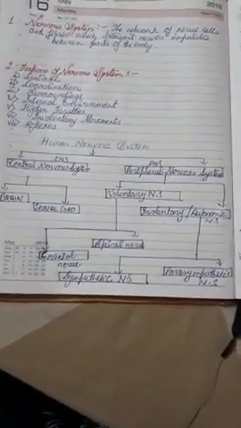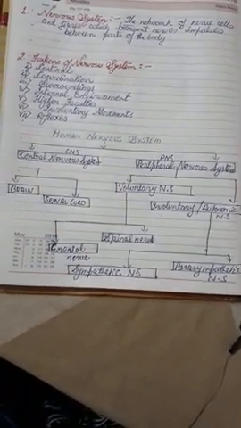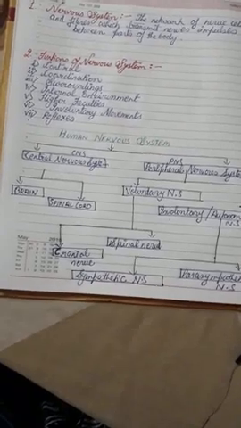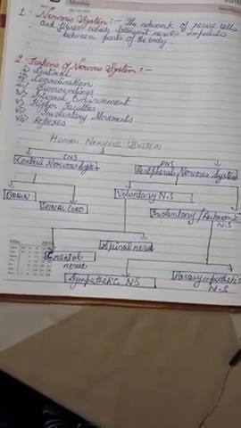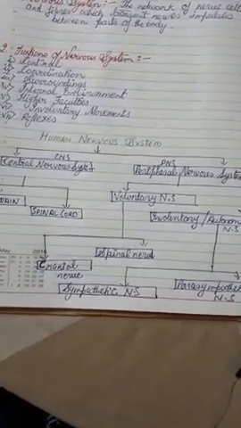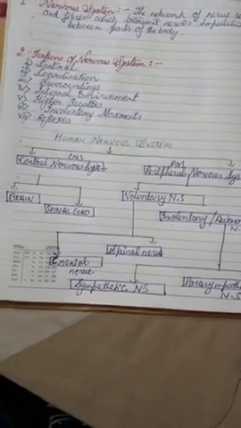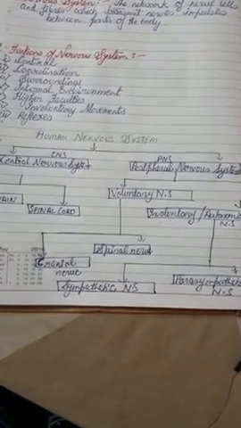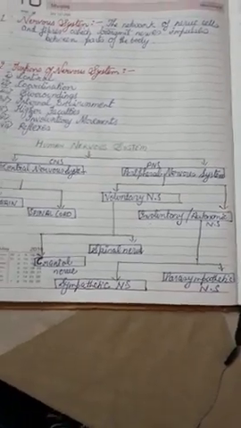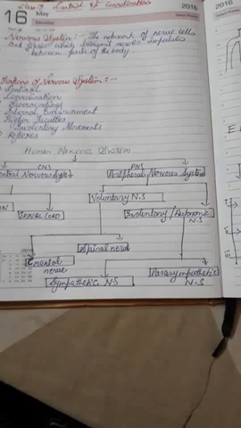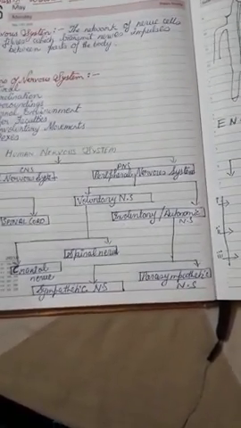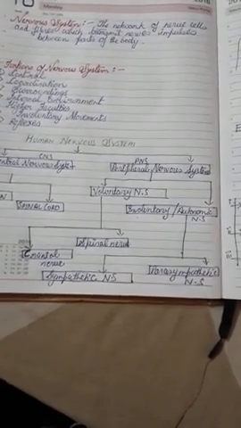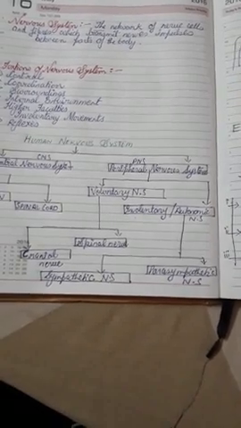Okay, so let us revise this once again. Our human nervous system is divided into two parts. One is the central nervous system, the other one is the peripheral nervous system. Further, our central nervous system is divided into two parts, your brain and spinal cord. Next one is your peripheral nervous system, which is also called PNS. Now peripheral nervous system is divided into voluntary nervous system and involuntary nervous system. Voluntary is divided into spinal nerve and cranial nerve, and your involuntary is divided into sympathetic and parasympathetic.